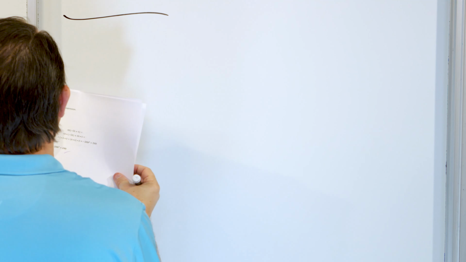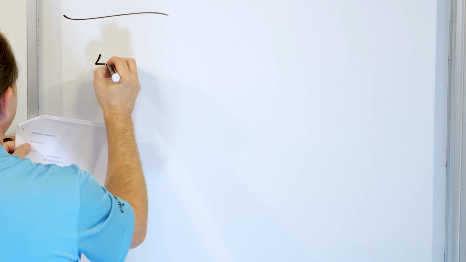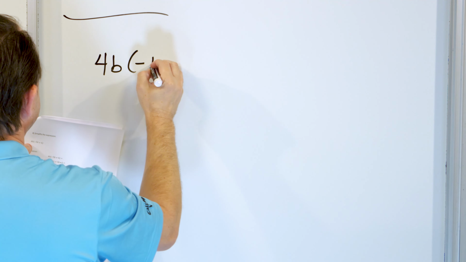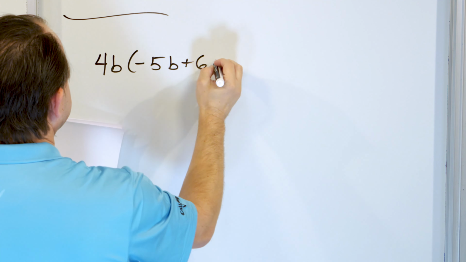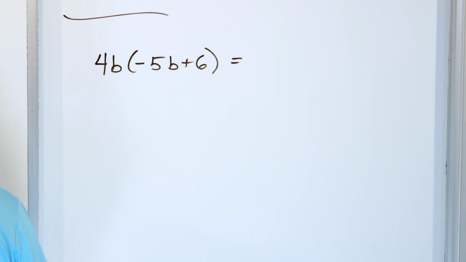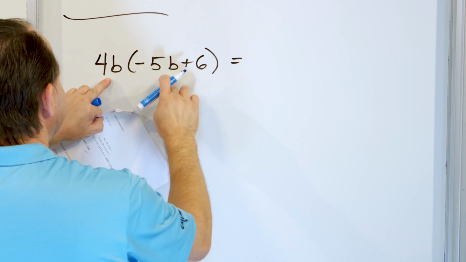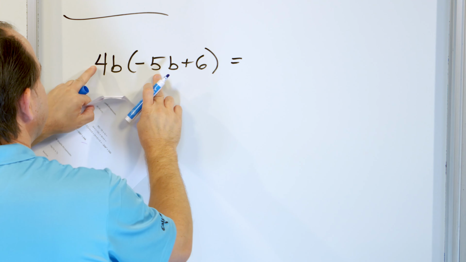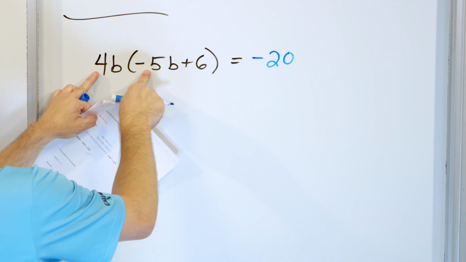All right. One more where we kind of blow it out. After that, we're going to stop it. What about 4b times negative 5b plus 6? Now, what do we think we're going to do? We're going to distribute this in. When we multiply the numbers 4 times, now this is negative 5. So that's negative 20 because positive times negative is negative. 4 times 5 is 20.